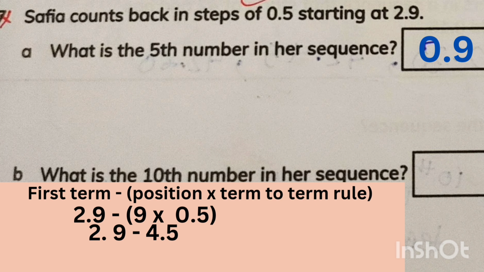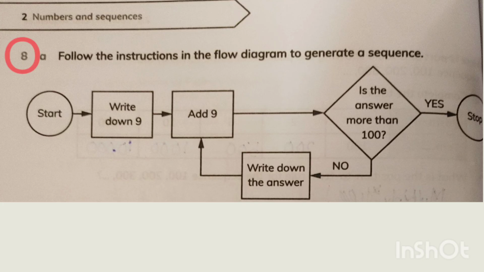Now 2.9 minus 4.5 comes under the third rule which we were talking about. One number is positive, one number is negative. So just subtract both numbers, and because the negative number is bigger, we'll put a minus sign, and minus 1.6 is our answer here.